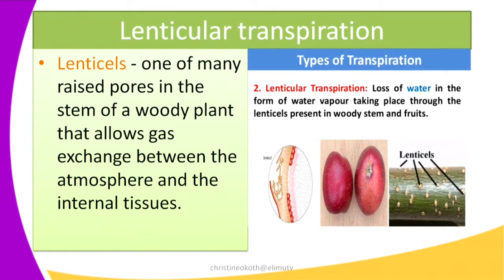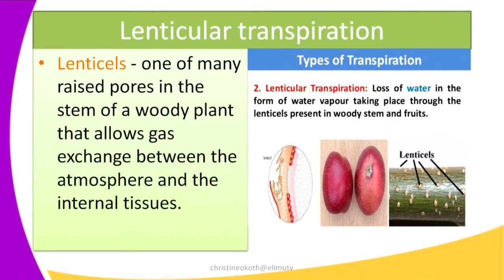So the second type of transpiration is what we call the lenticular transpiration. So what are these lenticels? This is one of the many raised pores in the stem of a woody plant that allows gas exchange between the atmosphere and the internal structure. So looking at our illustration here, we can locate where the lenticels are. Those are the very small openings that are found on the stems. If a plant has more lenticels, it means that it's going to lose more water, and vice versa. When the plant does not have many lenticels, it means that it's going to minimize the loss of water.